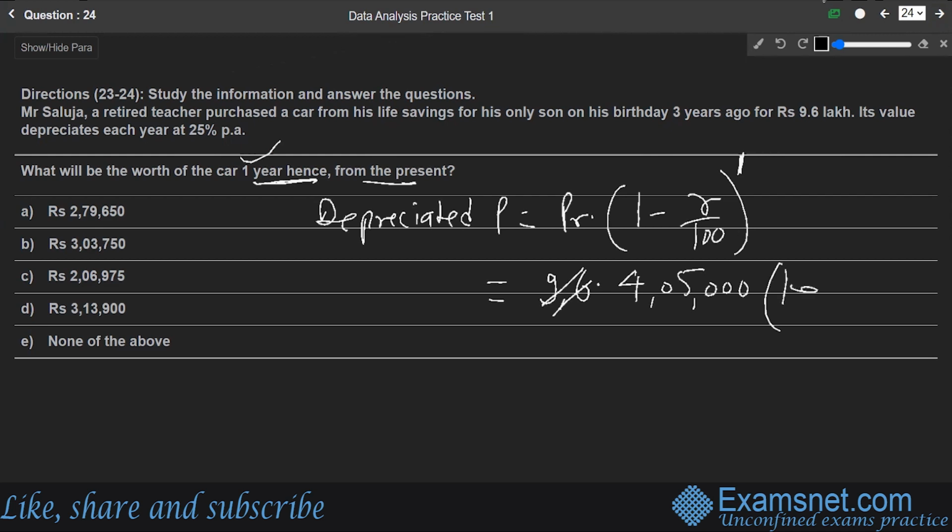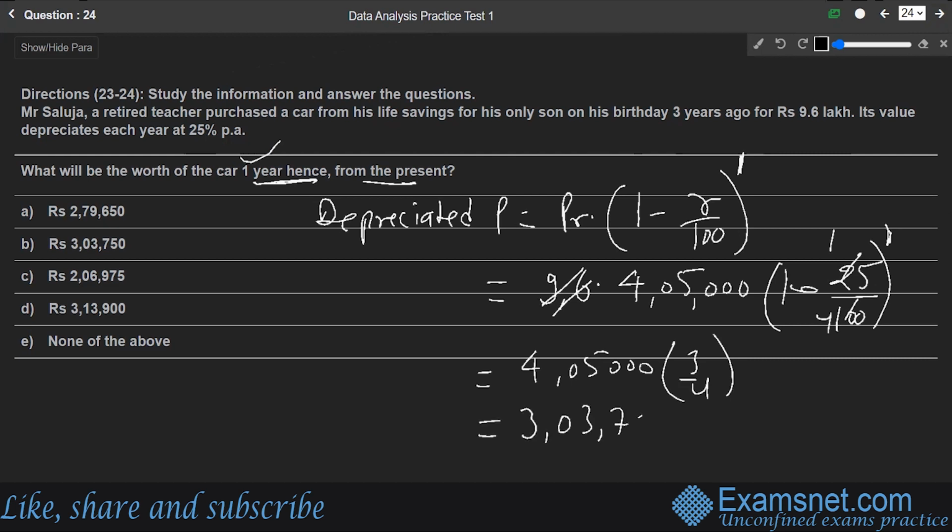And after 1 year, the rate is still 25 over 100, to the power 1. We need to solve this. This is becoming 4,05,000, and 25 by 100 is 1 by 4. So it is again 3 by 4. So we need to solve this, 4,05,000 into 3 by 4, which is coming out to be 3,03,750, and it is available here.